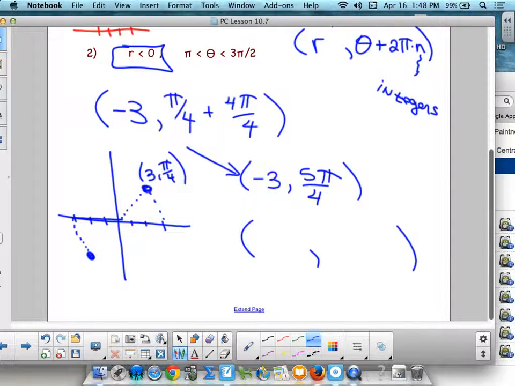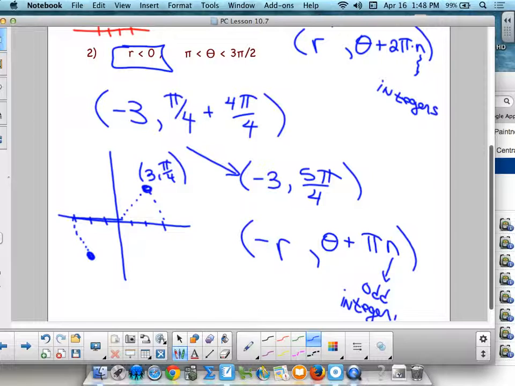So here's what they want you to know. If you switch the radius to the opposite, then take your angle and add only pi n. But here's the deal. This time n has to be an odd integer. Has to be an odd integer. Because if you added 2 pi, you would get a circle and you would not be on that same point.